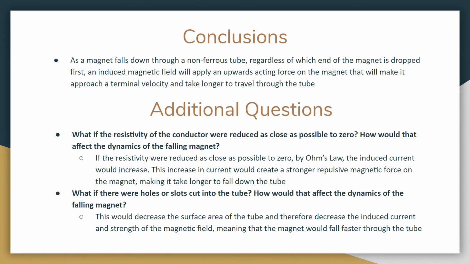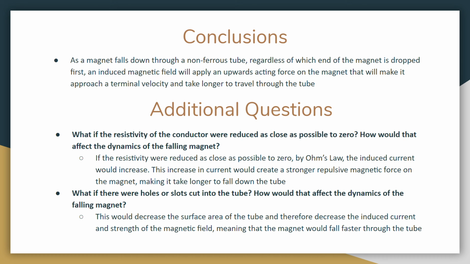So in conclusion, we determined that as a magnet falls down through a non-ferrous tube, regardless of which end of the magnet is dropped first, north or south, an induced magnetic field will apply an upwards acting force on the magnet that will make it approach a terminal velocity and take longer to travel through the tube compared to if it were just traveling through empty space.